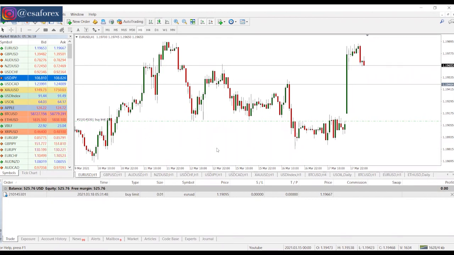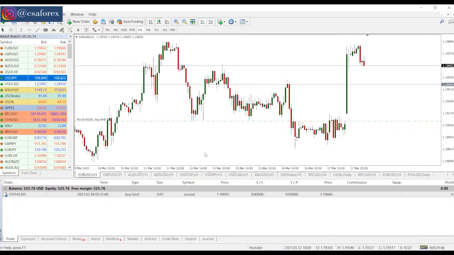Today we are going to be talking about what slippage is and how to avoid slippage in the foreign exchange market. Now, as the name implies, slippage simply means that something is going to slip. SLIP. Now, what does this mean?